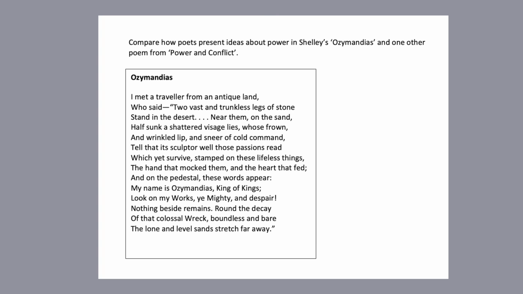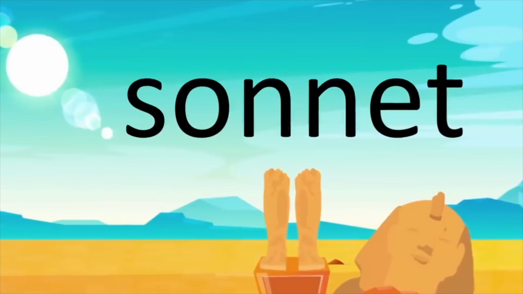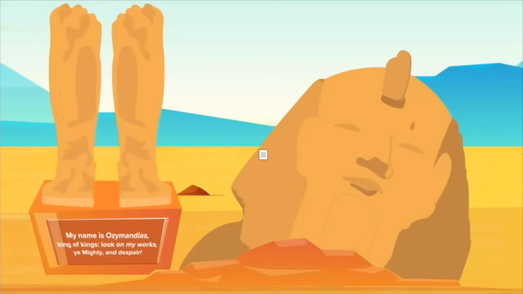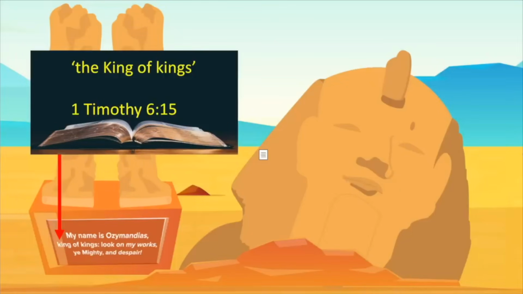And for Ozymandias I might pick out the use of the sonnet form and how it reflects Ozymandias' self-love and perception of his own power. I might pick out the religious language of King of Kings and make a similar point. Ozymandias sees himself as godlike because these are words used to describe God in the Bible. And in terms of power then, here is someone who thinks they are absolutely all-powerful.